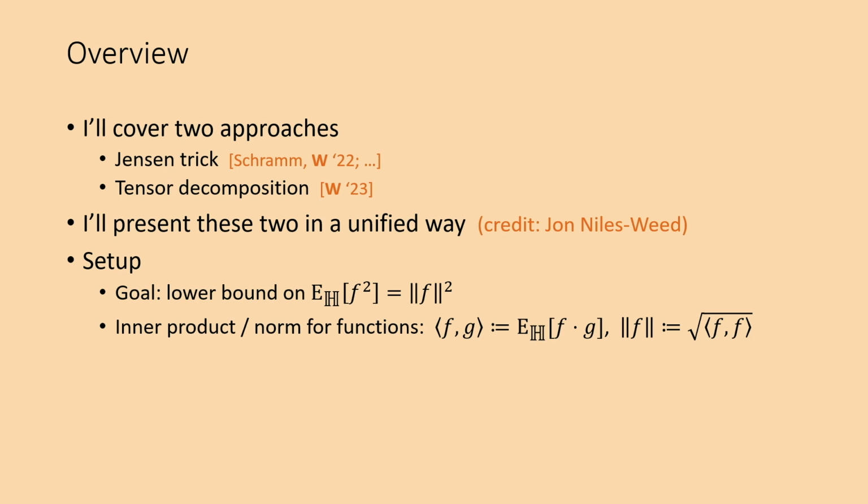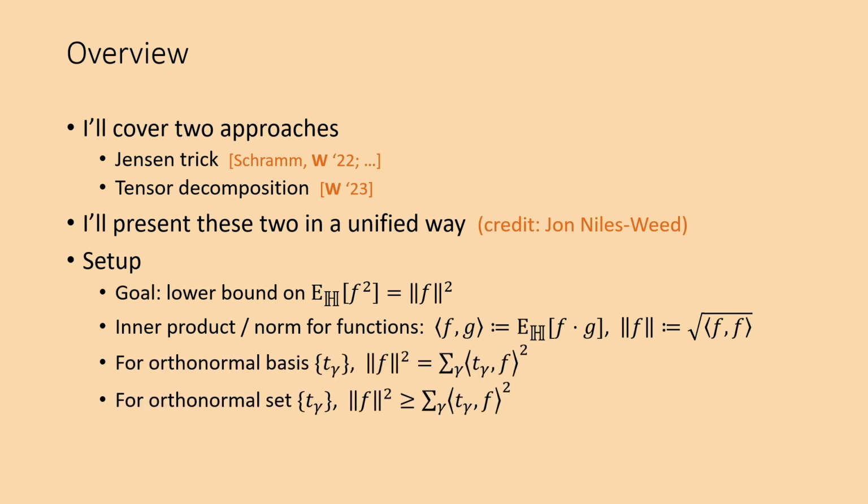I'm omitting the actual argument of the function here, right? But this is like the expectation over a graph A drawn from H of f of A times g of A. Right, and the norm is defined in terms of that. And so you can do all the usual kinds of facts from Hilbert spaces here.